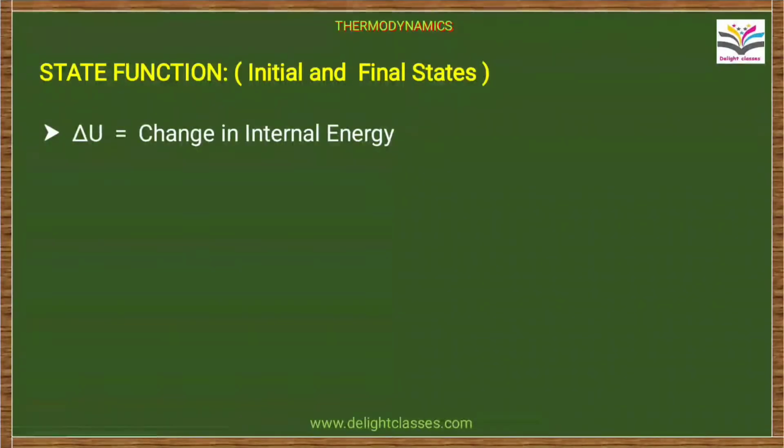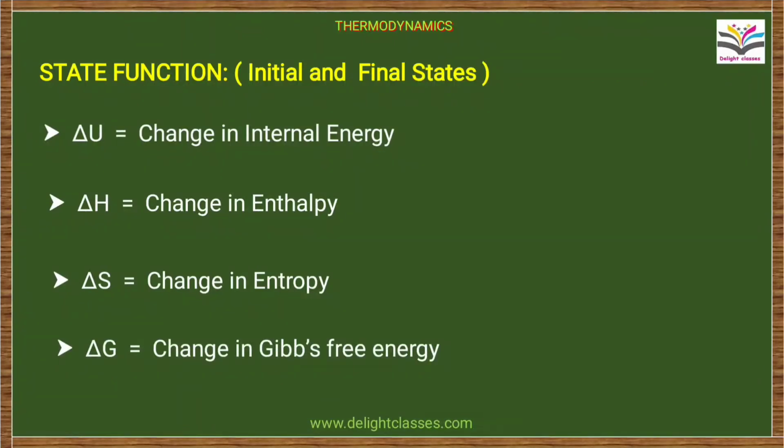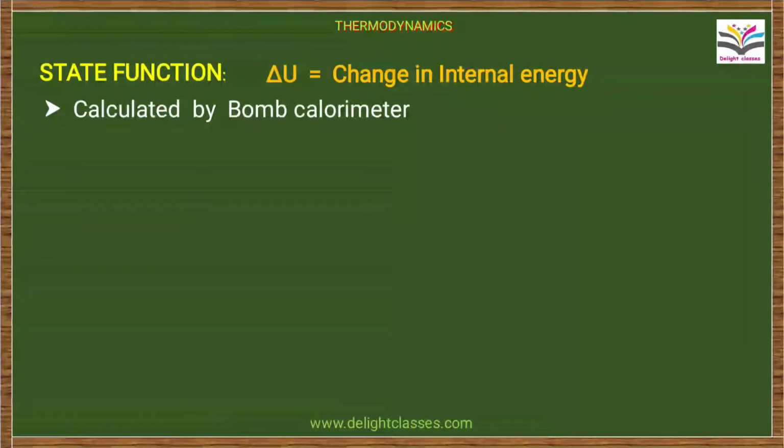Delta U, change in internal energy. Delta H, change in enthalpy. Delta S, change in entropy. Delta G, change in Gibbs free energy. State function. Delta U, change in internal energy, calculated by bomb calorimeter.